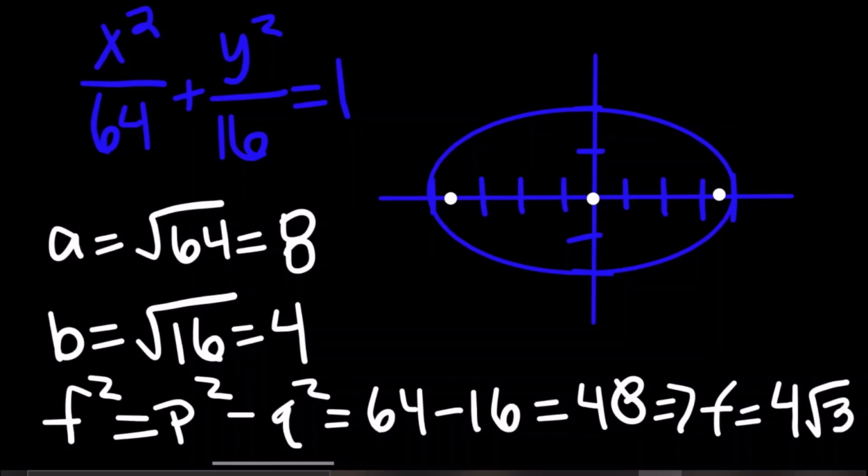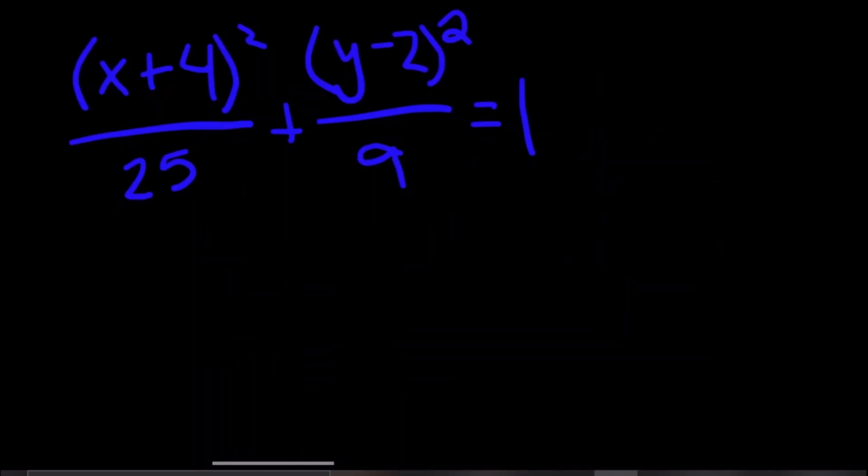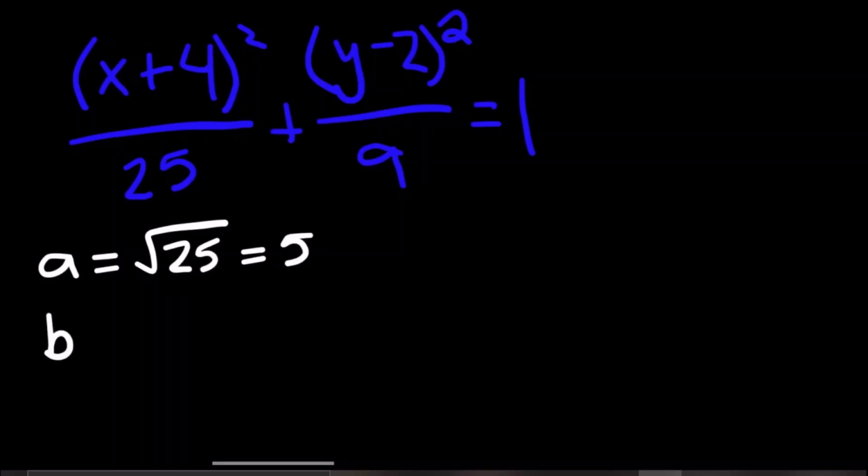Let's move on to a sample where the center is not at the origin. In this problem, we have (x plus 4) squared over 25 plus (y minus 2) squared over 9 equals 1. This means that the center is located at (-4, 2). Now we have to find a and b in order to plot the graph. In this case, a equals the square root of 25, which is equal to 5. b equals the square root of 9, which is equal to 3.